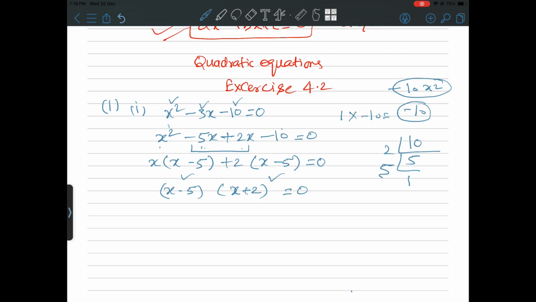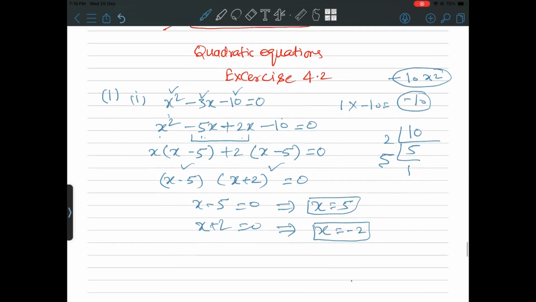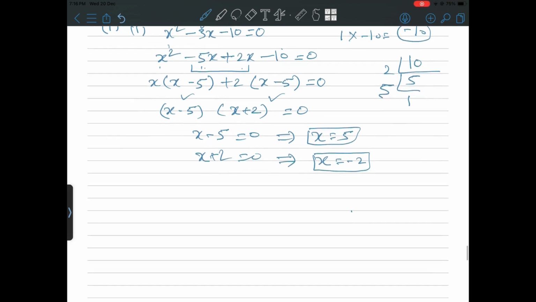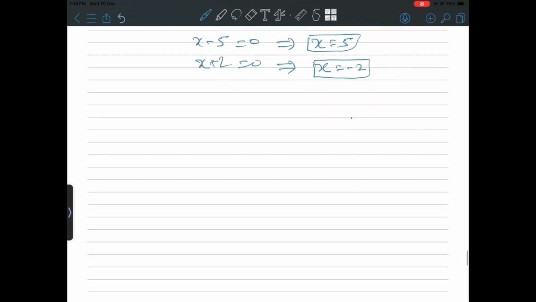It means that either x minus 5 is 0, that implies the value of x equals 5. Or x plus 2 is equal to 0, that implies x equals minus 2. And these are your two roots by the method of factorization. Okay. So let's see the second part of this question to understand it better. So let's see the second question.